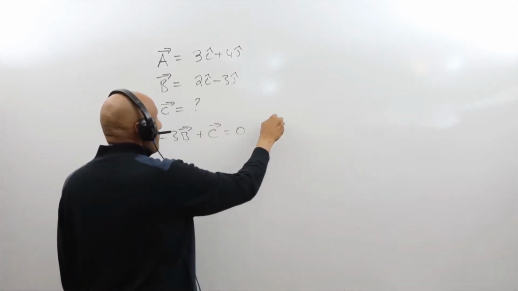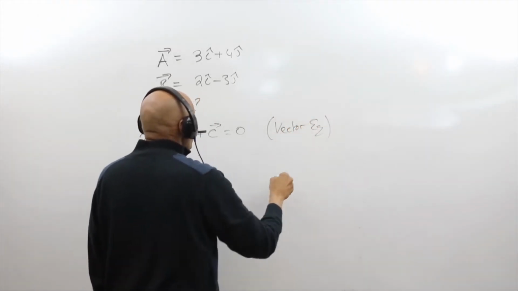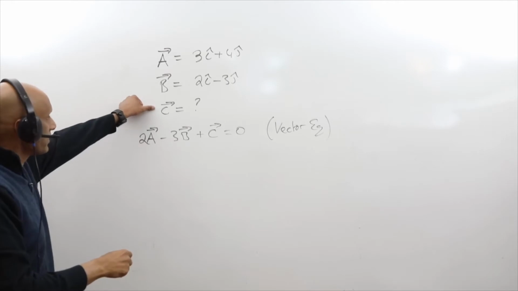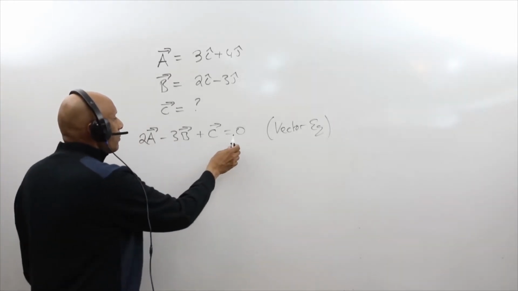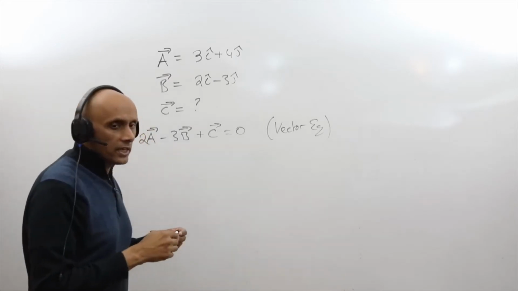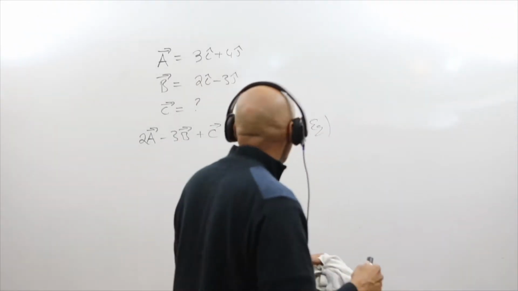This is called a vector equation. So our problem is, can we solve this for vector c? So let's go through the calculation. When somebody says 0, this is a notational convenience. Nobody wants to write 0i plus 0j, but it is.